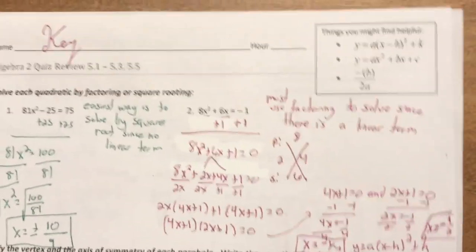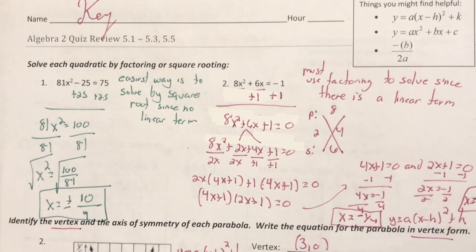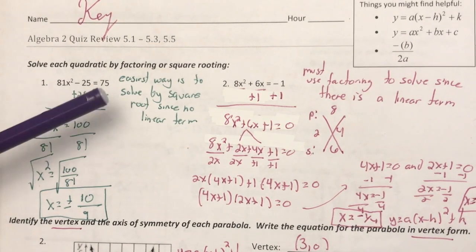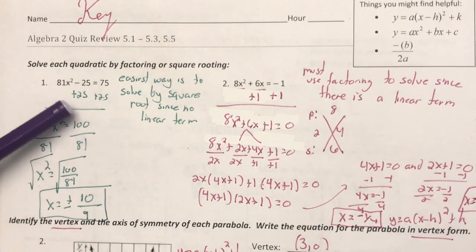So when you have a choice to solve a quadratic by factoring or square rooting, take a look at your equation. Number one can be solved both ways, but if you take a look at the function and you see it does not have the linear term, the easiest way to solve it is to use the square root method. So as you can see here, we subtracted the 25 and then we divide by 81.